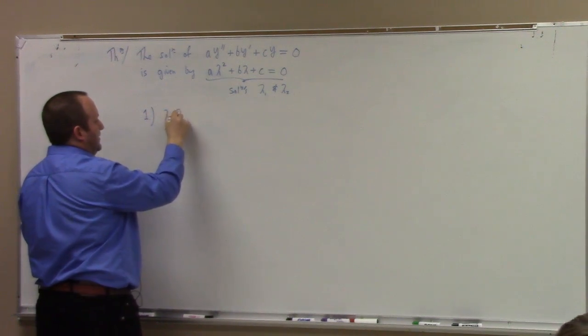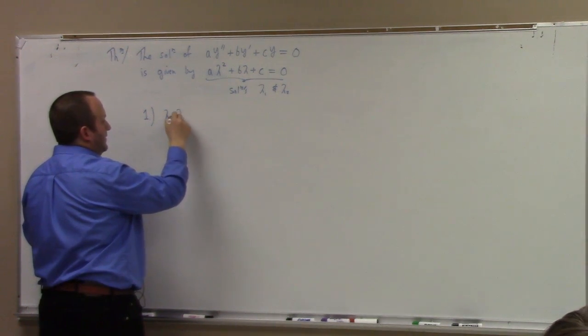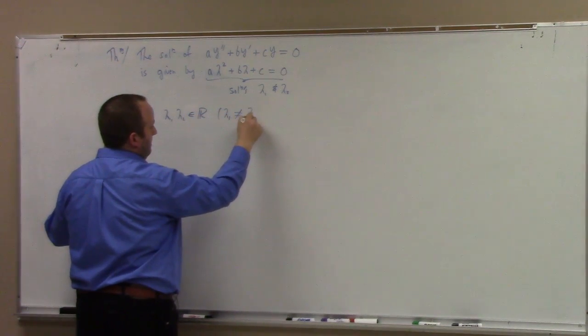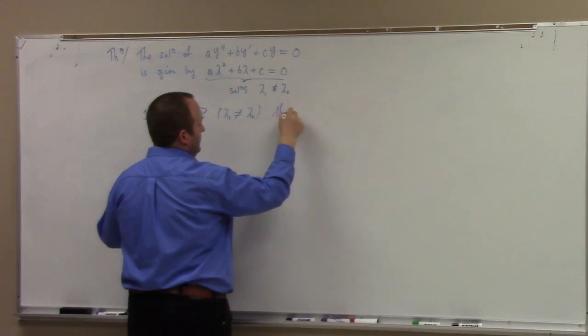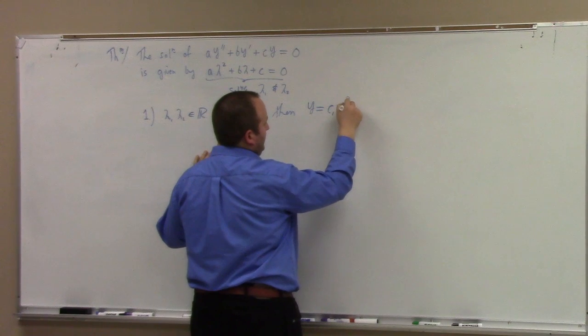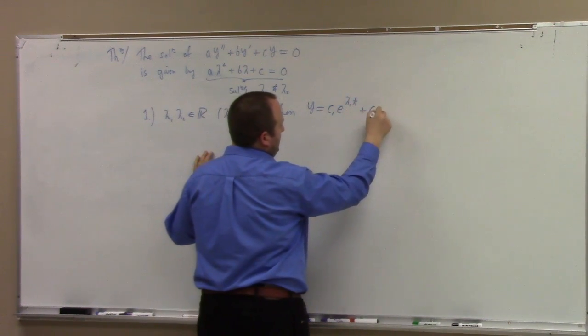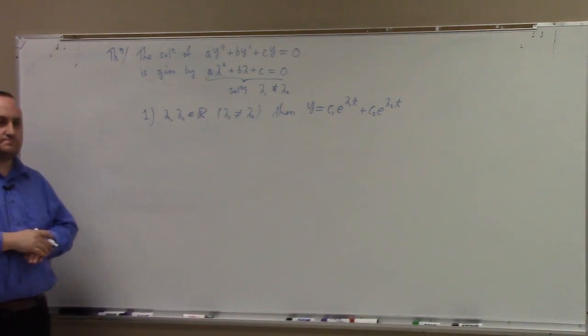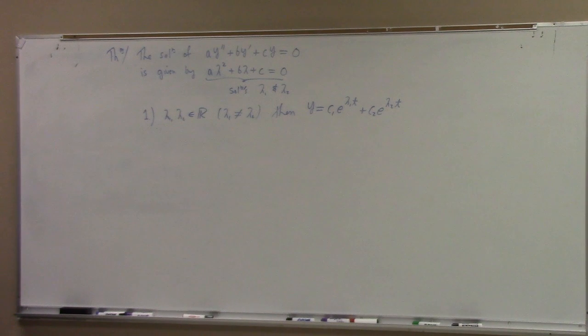If lambda 1 and lambda 2 are real numbers and distinct, then the general solution has the following form. y is equal to c1 e to the lambda 1 t plus c2 e to the lambda 2 t. That's the general solution. That's it. You're like, don't you have to integrate or differentiate or something? No, you do not. You have to understand the theorem I'm telling you and apply it.